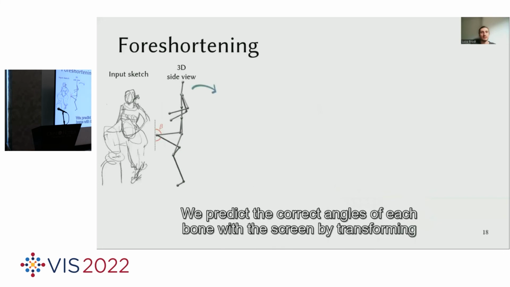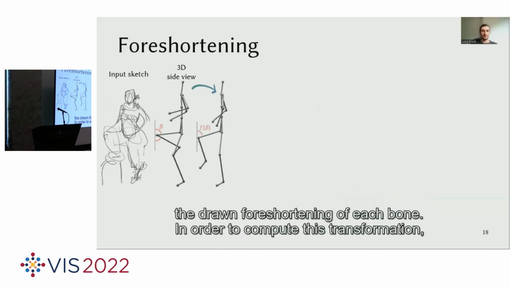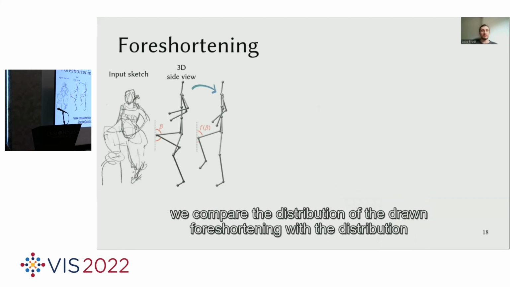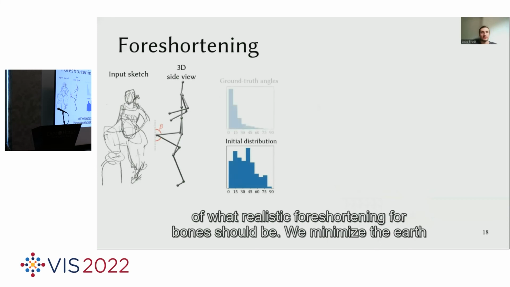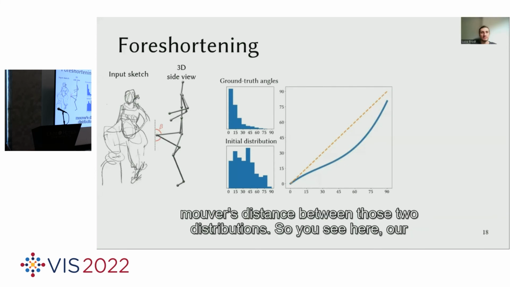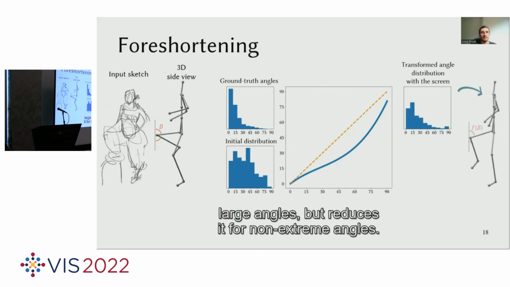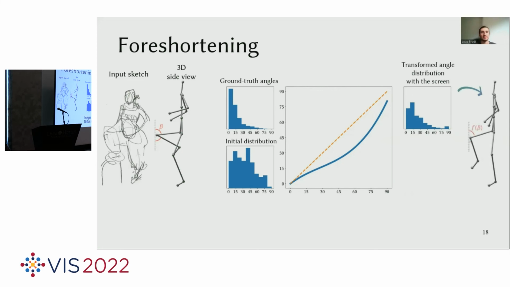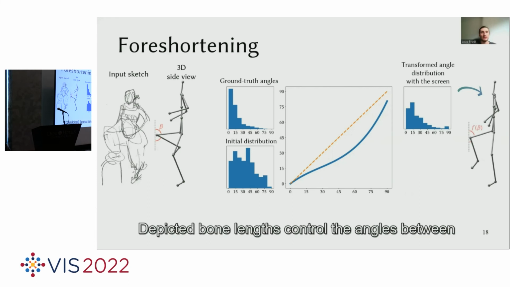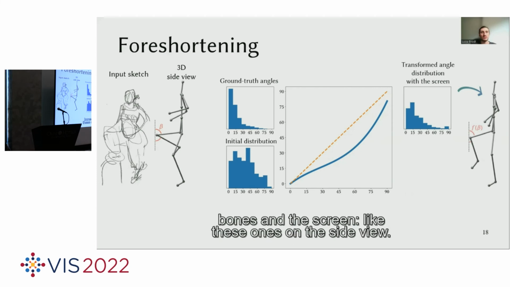We predict the correct angles of each bone with the screen by transforming the drawn foreshortening of each bone. In order to compute this transformation, we compare the distribution of the drawn foreshortening with the distribution of what realistic foreshortening for bones should be. We minimize the Earth mover's distance between those two distributions. You see here our resulting transformation traces the depicted foreshortening for small and large angles but reduces it for non-extreme angles. Depicted bone lengths control the angles between bones in the screen like these ones on the side view.